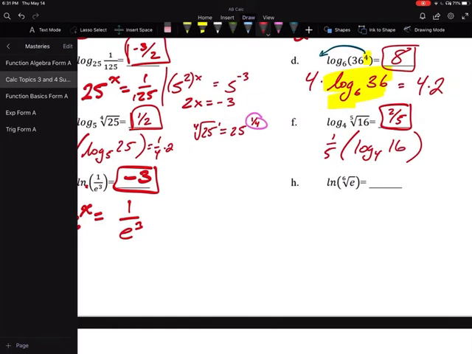Same thing here. The base is also e. So then we're asking ourselves, e to what power is equal to the 6th root of e? Using our rules, we know that 6th root of e is the same as e to the 1/6. So then the answer must be 1/6.